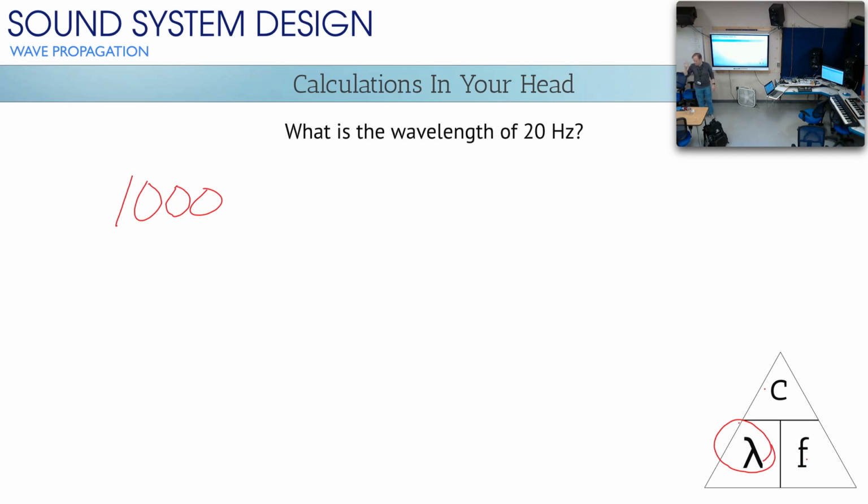1,000 feet per second, right? If we're going to futz around with math in our head, it's easier to deal with 1,000 than 1,130. So we'll just say it's 1,000. So 1,000 feet per second divided by the frequency, and the frequency is 20 hertz. So 1,000 divided by 20, hopefully you can do that in your head. 1,000 divided by 10 would be 100, right? 1,000 divided by 20 would be 50. So 50 feet is the wavelength of 20 hertz.